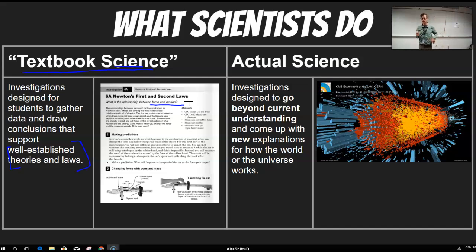But it's not like what actual science is doing right now, which is investigations designed to go beyond current understanding and come up with new explanations. So actual scientists are trying to go beyond our current understanding. An example is this crazy image here of an experiment done at the Large Hadron Collider, which you may or may not have heard about.